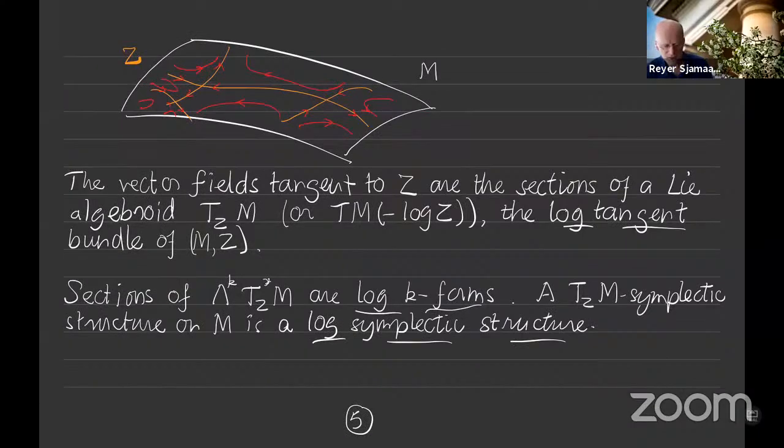Here's an attempt at a picture. M is a surface, and Z is this orange thing. So there are four components here. And the vector fields which are everywhere tangent to this hypersurface form the sections of a Lie algebroid, which is called the log tangent bundle. So the red lines are my attempts at drawing the flow of a log vector field everywhere tangent to this divisor. So this is the flow of a typical section of this log tangent bundle. And the sections of the associated de Rham complex are called log forms. And a symplectic structure with respect to this Lie algebroid is what we call a log symplectic structure.